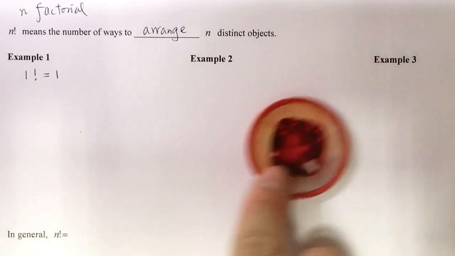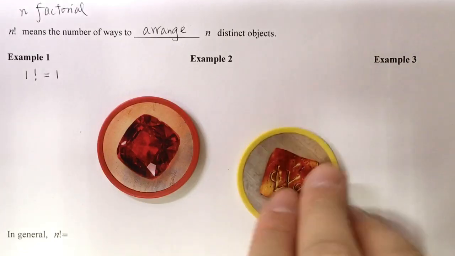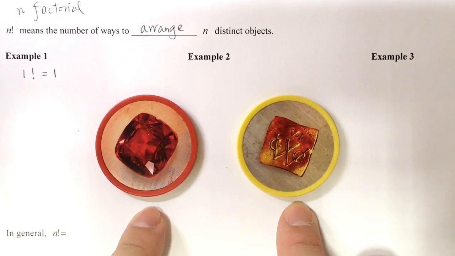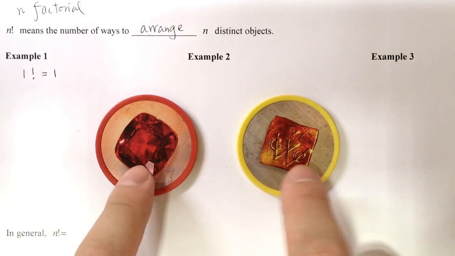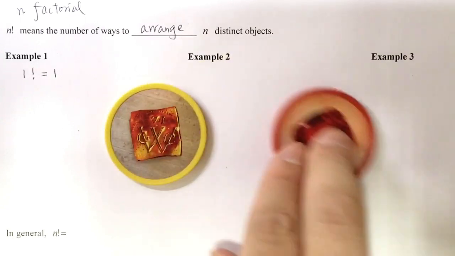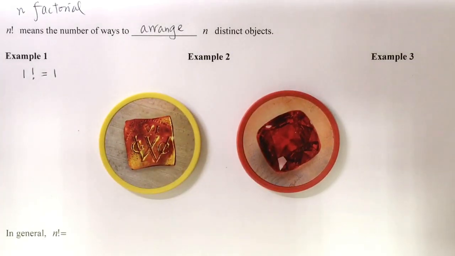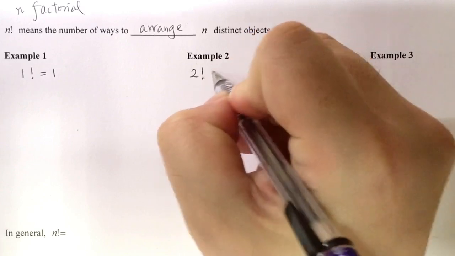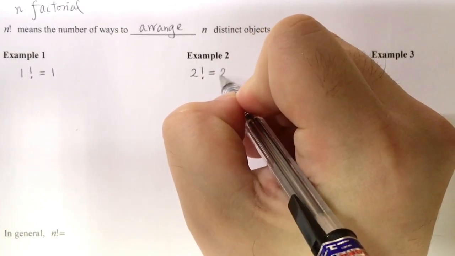Then what about two objects? For two objects, we can arrange them in two different ways. One is red and then yellow, and we can have yellow first and then red. So there are two ways to arrange two distinct objects. So we will have 2 factorial equals 2.